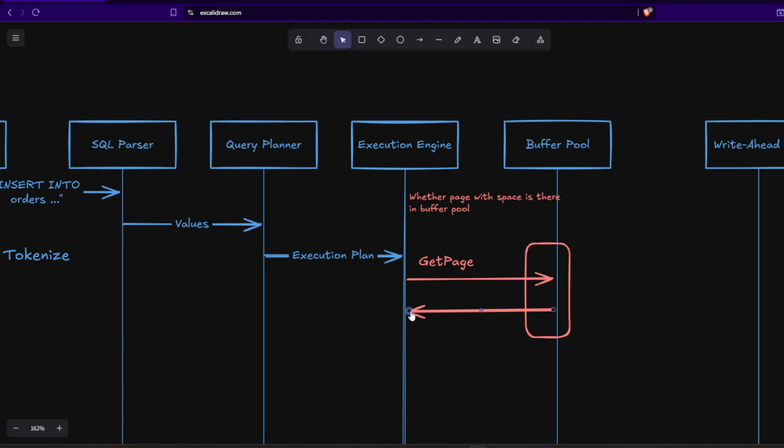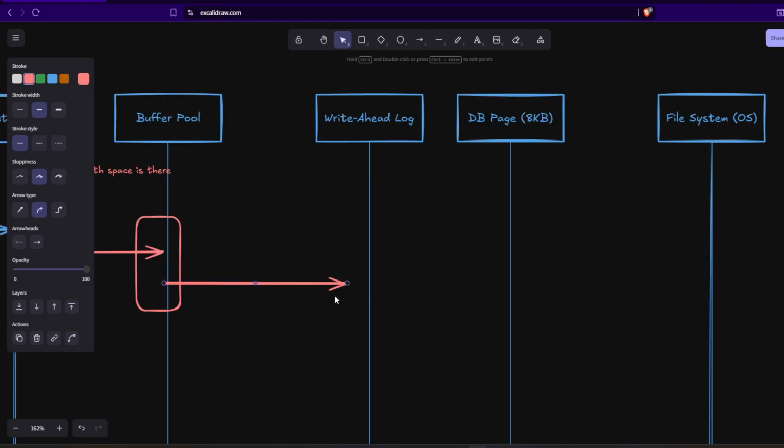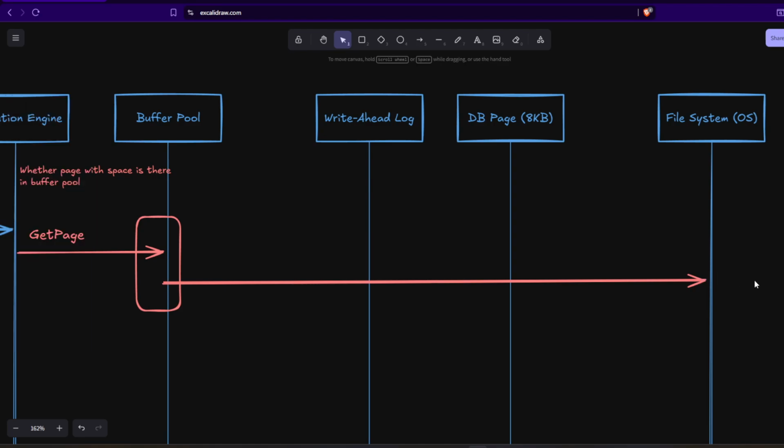If it doesn't get it, then what would happen? Then it goes to the actual DB page file lists. And who holds that file list? The file system has all the file lists, right? So this is the not found case that we are covering. When we are not finding it, then from the OS it creates a request to get the DB page file.